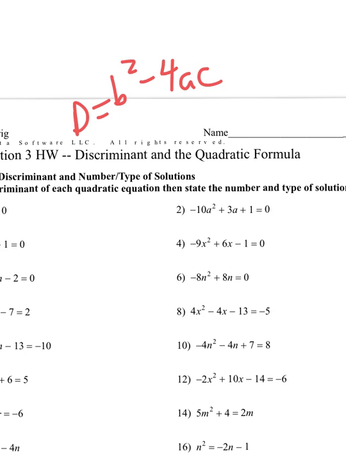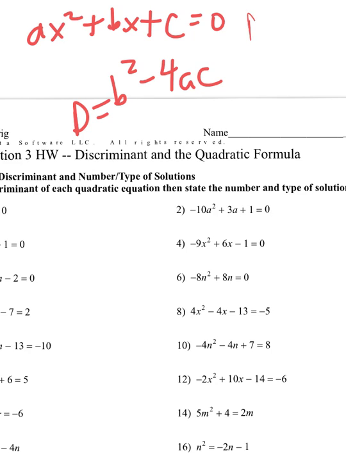Okay, and now remember, we have to be in the form ax squared plus bx plus c is equal to 0. So kind of that standard form for a quadratic. And then a is what's in front of x squared, b is what's in front of x, and c is your number term.